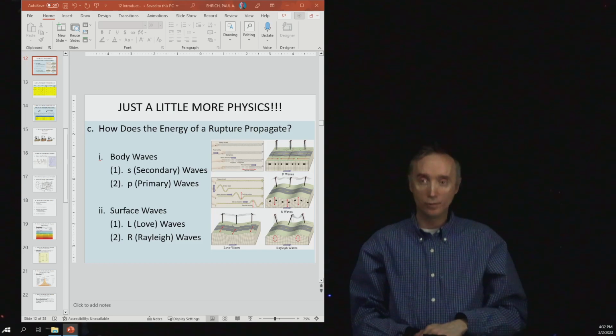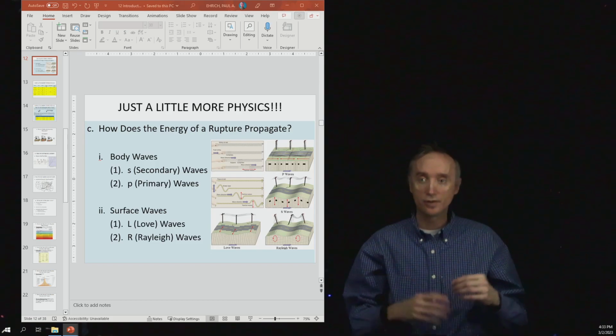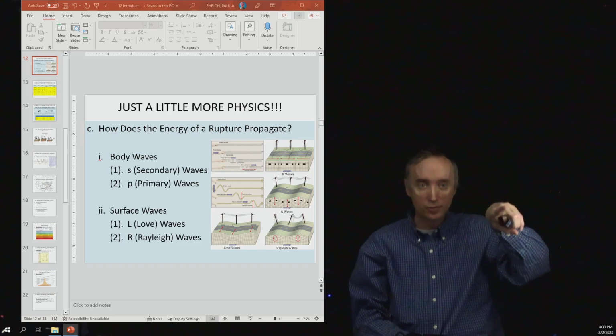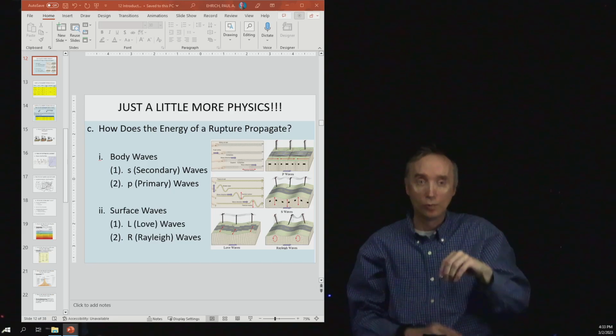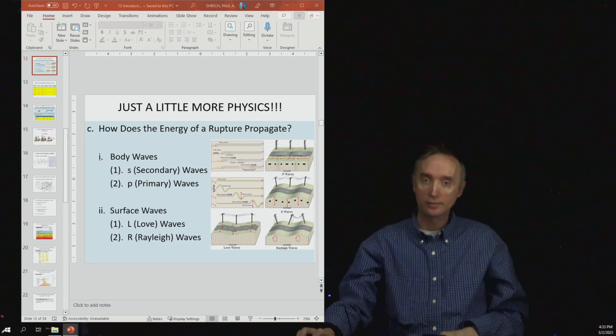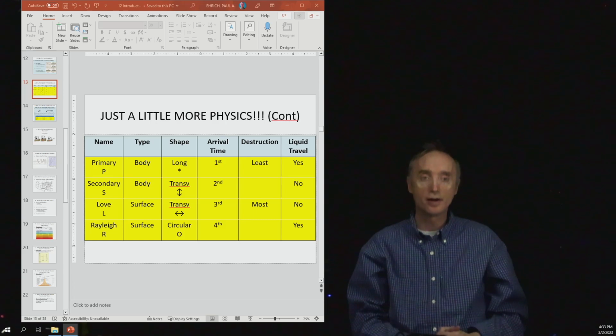Okay, then you've got Rayleigh waves, and the Rayleigh waves are very similar to the kinds of waves that you would have in the ocean. The actual ground will go around in a circle, and water does the same thing in an ocean wave. So those are going to be called Rayleigh waves. Okay, so let's summarize what we've just said. The four kinds that we've got are primary, S waves, Love waves, and then Rayleigh waves.